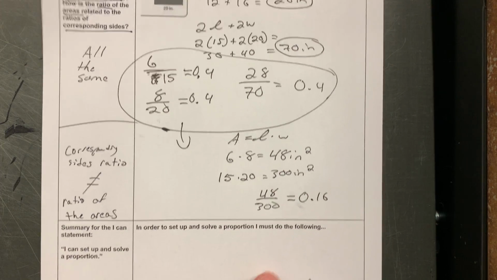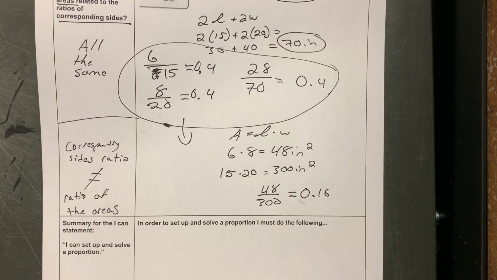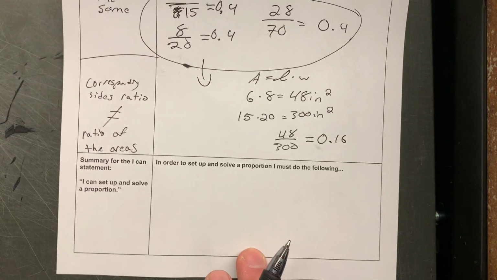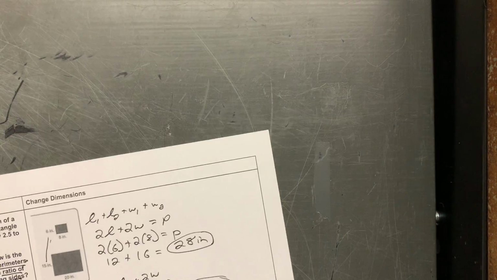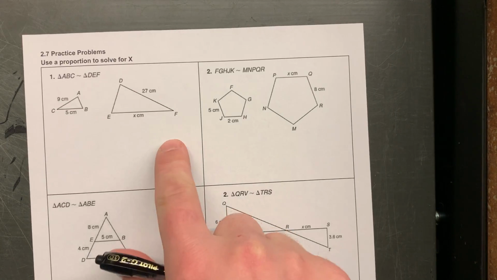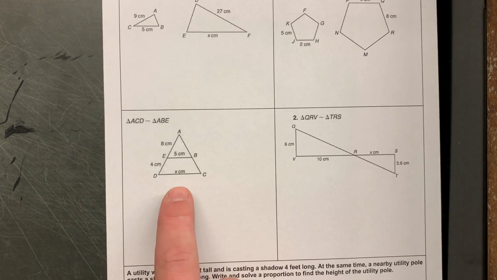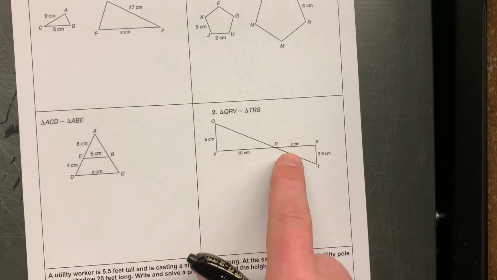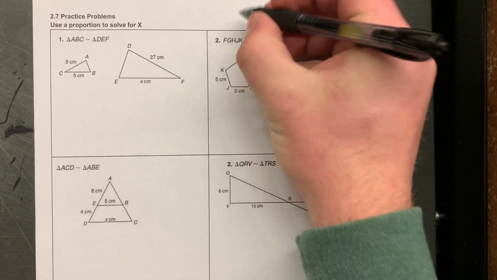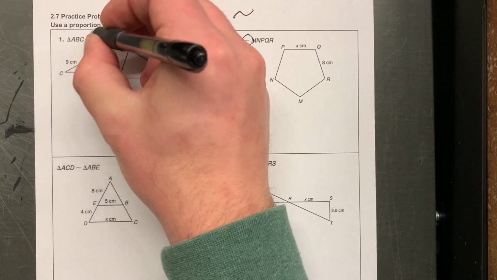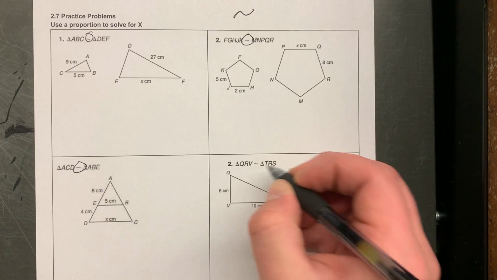Make sure you're completing the summary down here and putting it in your own words of how you can solve a proportion. When you're finished with that, make sure you're working on the homework or the practice problems, okay? The practice problems for today include 5 different ones. You're setting it up, solving for the missing value in each of these problems. These are all similar figures. You'll see that there's the similar sign right here. So you can set them up as ratios.